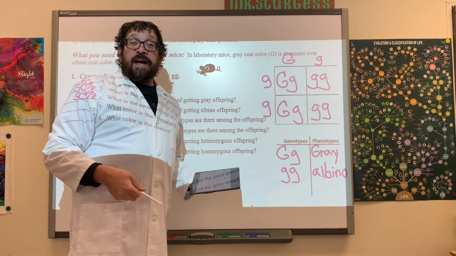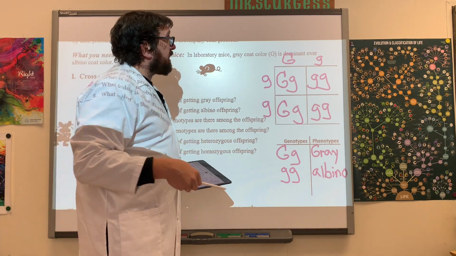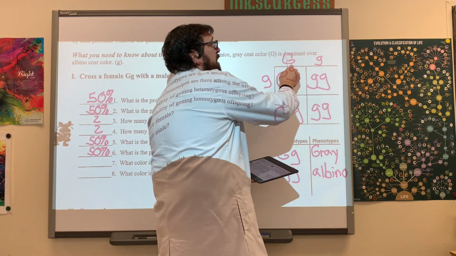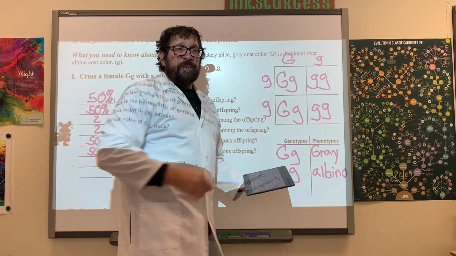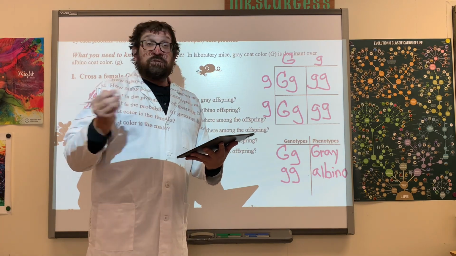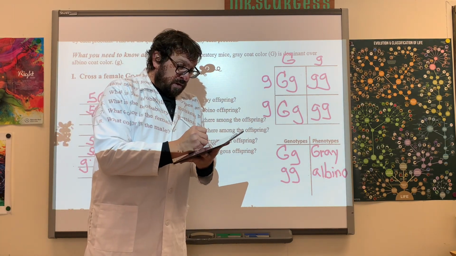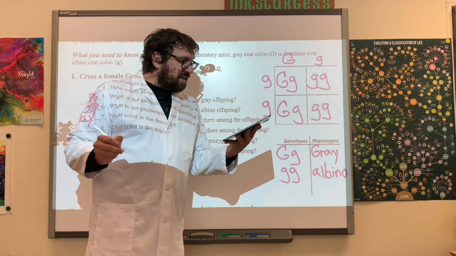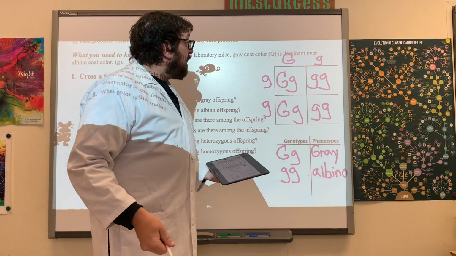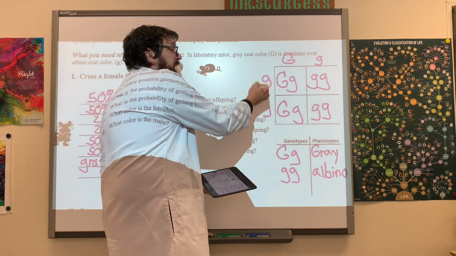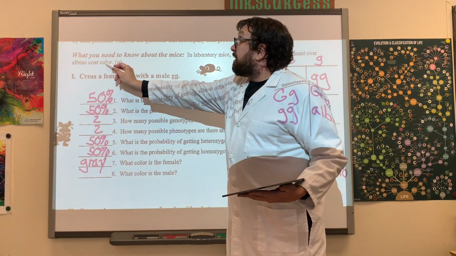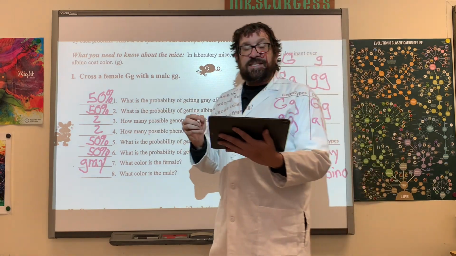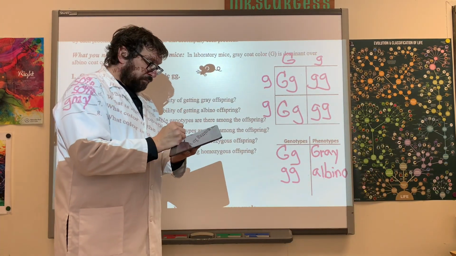What color is the female? Oh, we kind of cut this one off early. We talked about this already. Here she is up here. Heterozygous dominant. She has a dominant gene, which means she's got to be gray. And the next question: what color is the male? We answered that one already. He's homozygous recessive. He has that recessive coat color, so he's going to be albino.